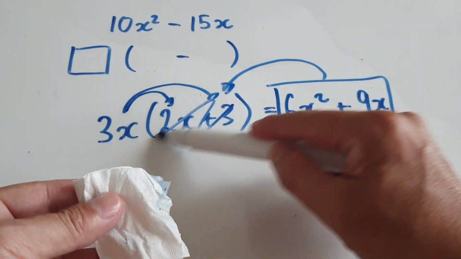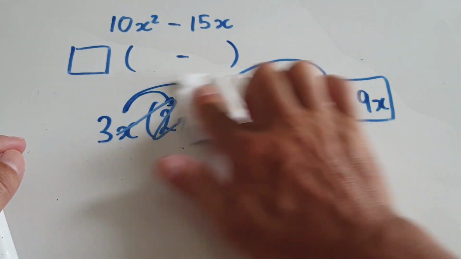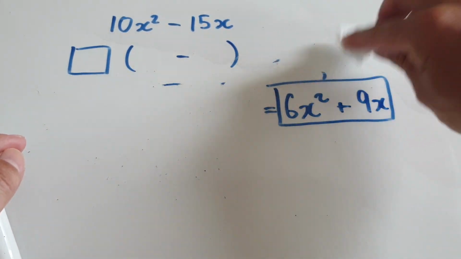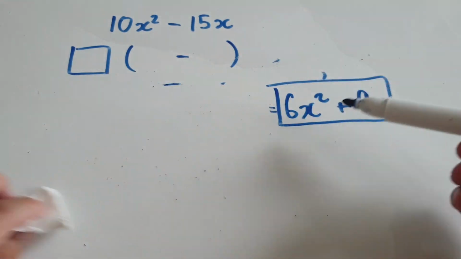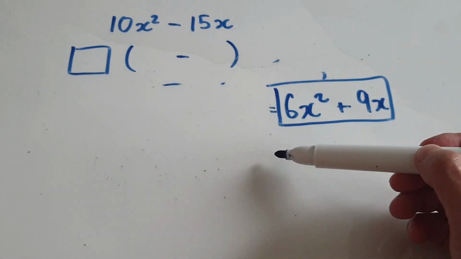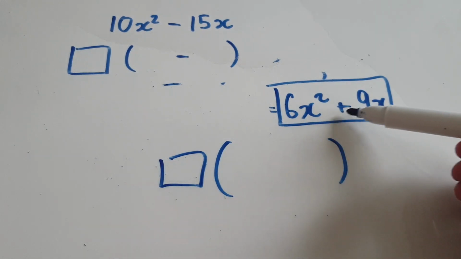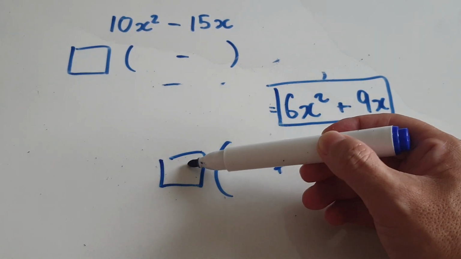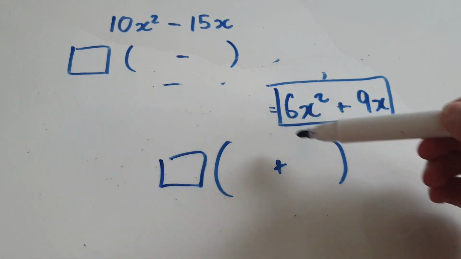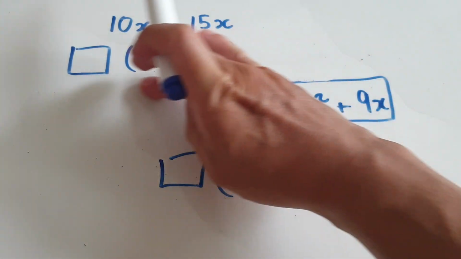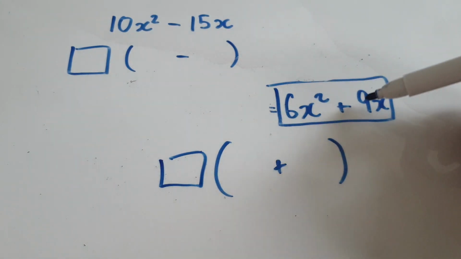So imagine you didn't know this. How would we get back to the original? To do this, you would have to write this as something times another thing. So there's a plus here. So it would be something times this will then give you this. But to do this, you would look at the 6 and the 9.